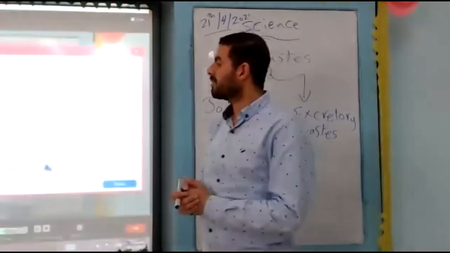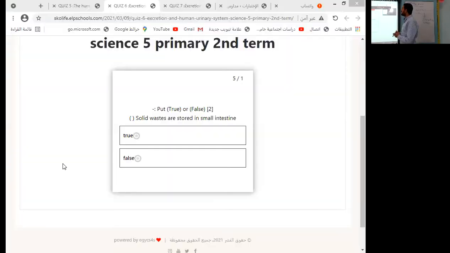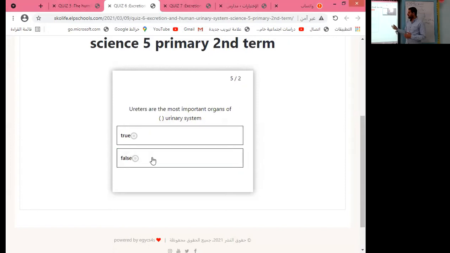So let's return back to our question. Okay, solid wastes are stored in the small intestine. The answer will be false because they are stored in the large intestine.